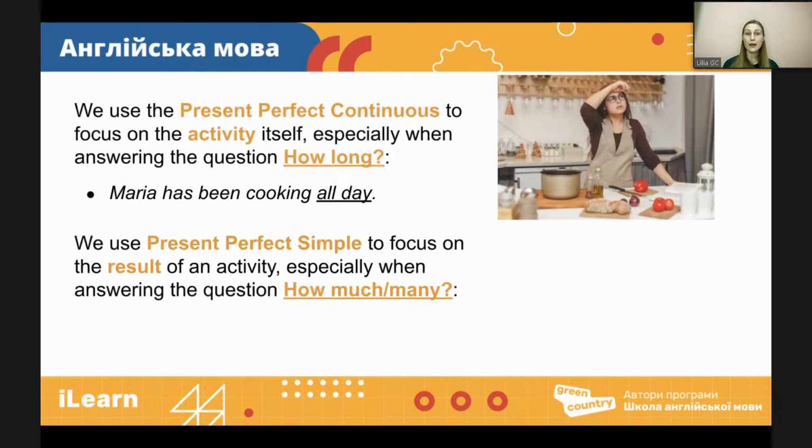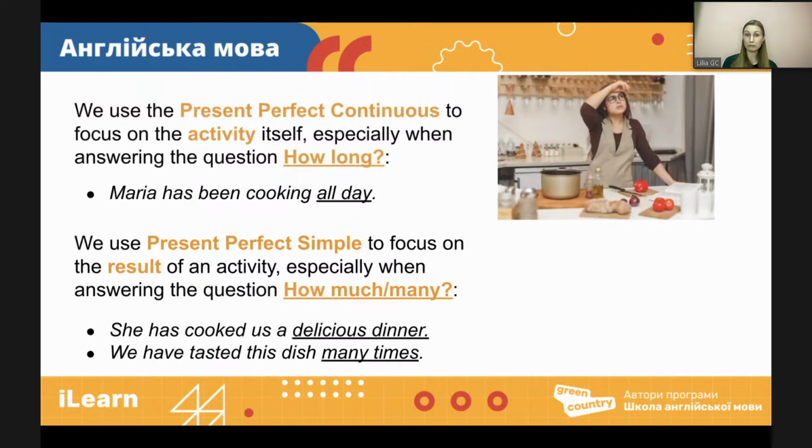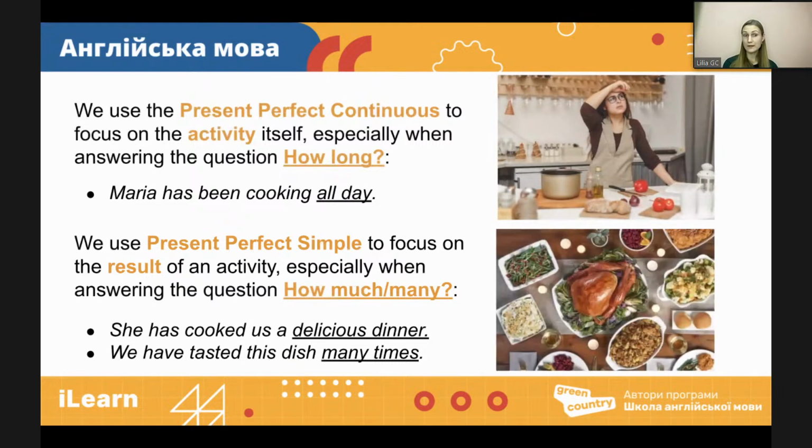Good. And we use present perfect to focus on the result. So if she has been cooking all day long, probably we have some results like food prepared. Oh, so many synonyms. Thank you. So we can say that she has cooked a delicious dinner. Results that we can see right now and we can eat right now. Or we have tasted this dish many times. Again, some result like I know how this dish tastes.